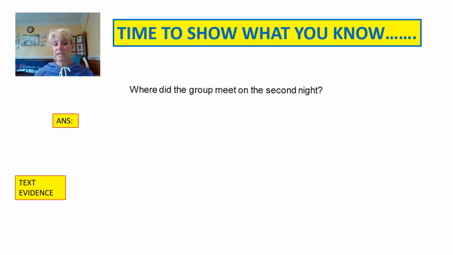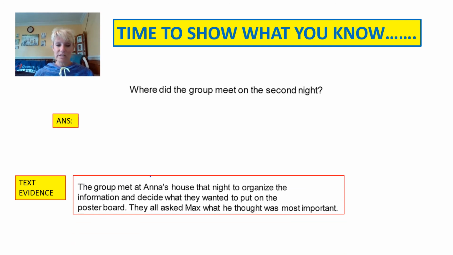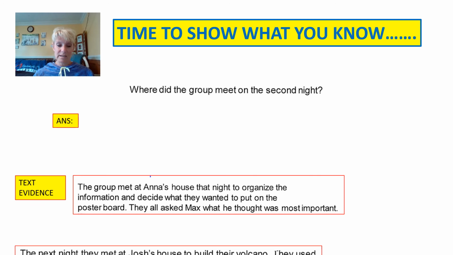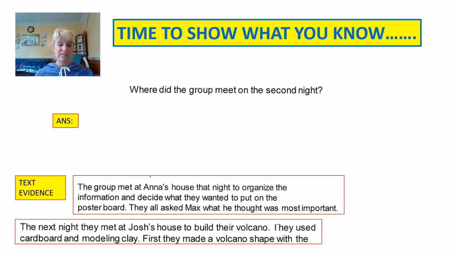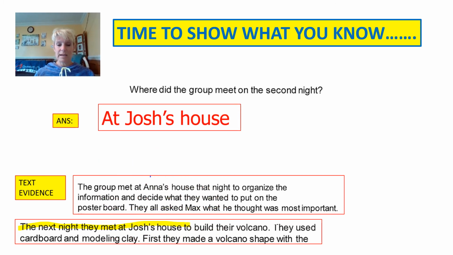Where did the group meet on the second night? This also was a little tricky. So I went back into my story and I found this. The group met at Anna's house that night to organize the information. All right, then I kept on reading and I found in another section, the next night they met at Josh's house. So that would be the second night, and my answer choice would be at Josh's house.